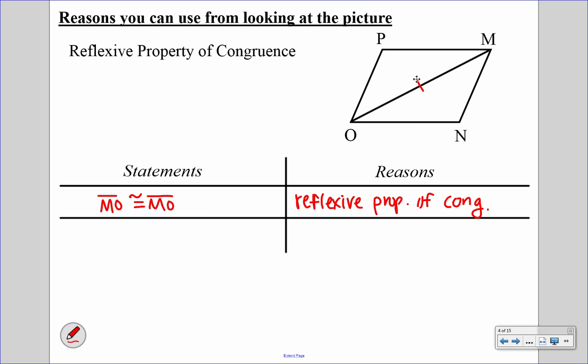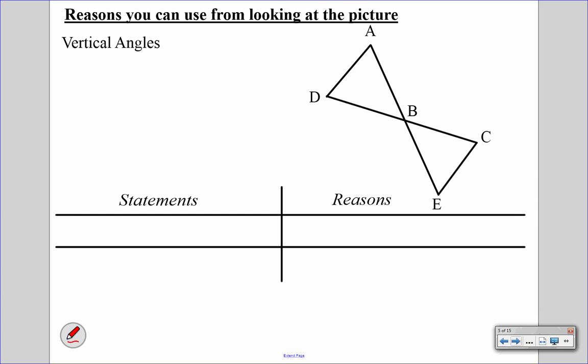Let's look at another one. This is your vertical angles. We can just look at the picture and automatically know, wait a second, I see vertical angles. I can put in my swoopies right here. So now we're going to take that information and write it into the proof. So we have to say angle ABD is congruent to angle EBC, and that's because of the vertical angles congruence theorem.